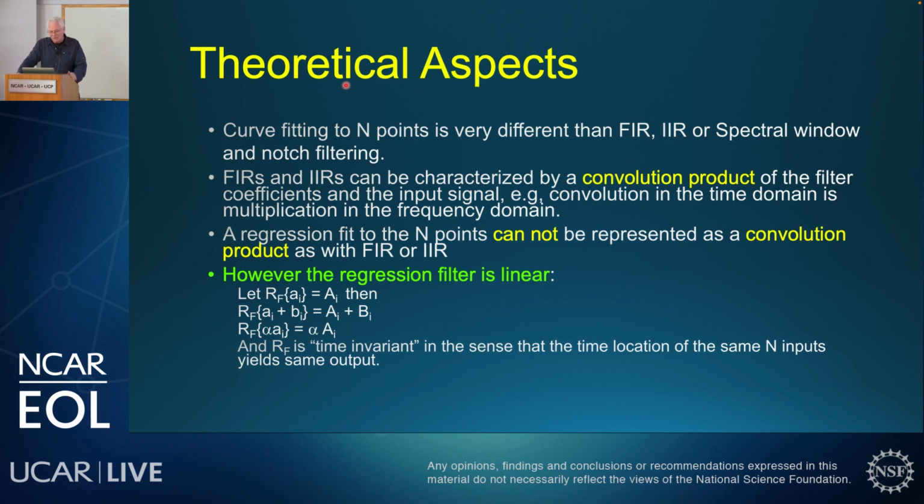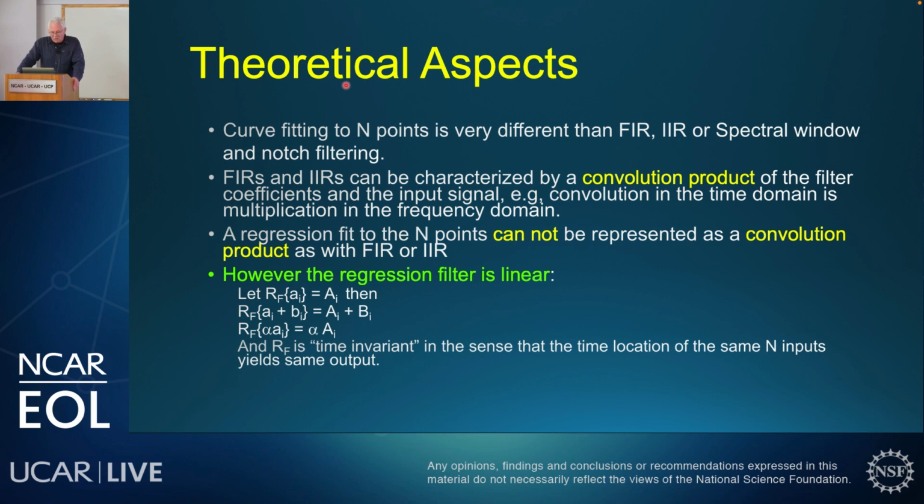And linear, here's the definition: if RF is the regression filter, and your regression filter on A gives you an output capital A, then if you regression filter an A signal plus a B signal, you just get the individual outputs summed together. Or if you multiply a constant times the signal and regression filter it, you'll just get that constant times the output A. That makes it linear.